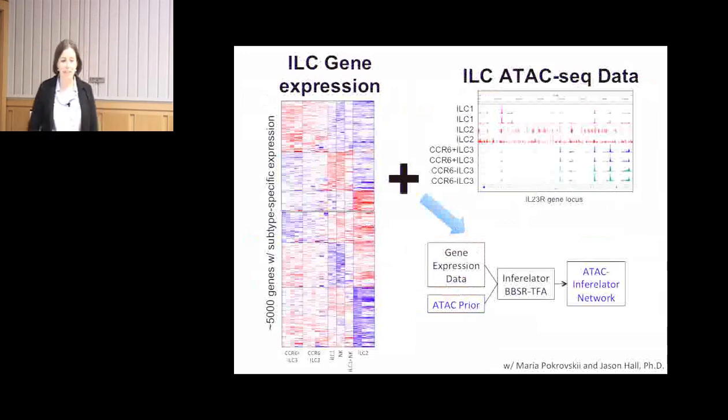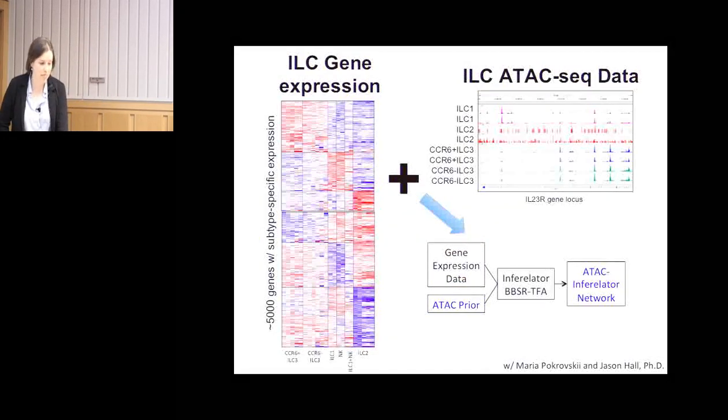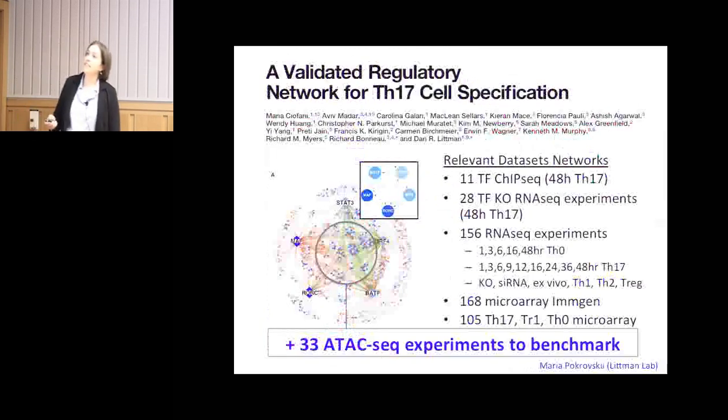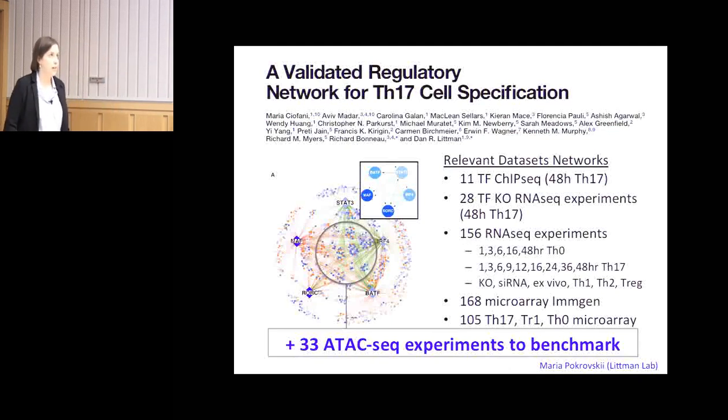But there was a serious concern that both me and my collaborator had: this seems like a good pipeline, but how do we know if it's good? And so what she did was she basically also generated 33 ATAC-seq experiments to benchmark. And these were done in Th17 cells for which we had all of this data already. And so we could start to benchmark this method.